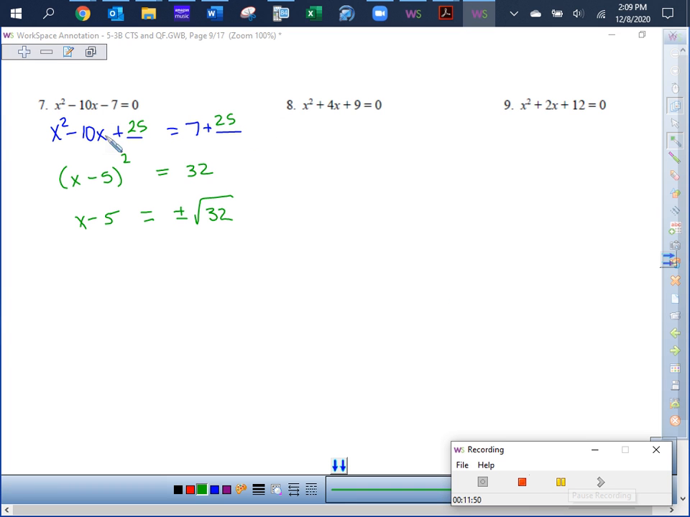Okay, so we got started. We filled in the blank with the 25. Remember, we had to add that 7 over. Do a little factoring right here, equals this. And at this stage, I got x minus 5 equals plus or minus the square root of 32.